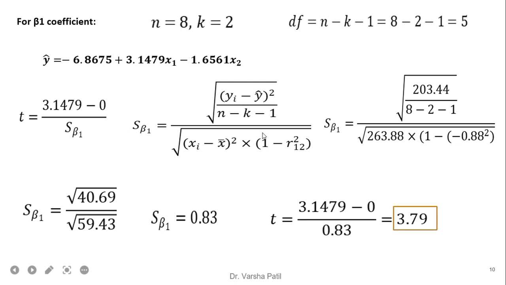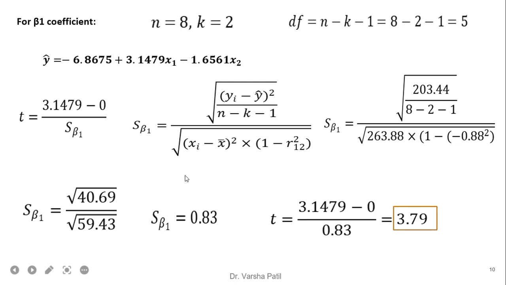Only the change is that when we are taking more than one variable, we require to consider the correlation between these variables. Now here two variables are there, we are taking the correlation between x1 and x2. Correlation comes as minus 0.88. We are putting the values into the formula, and after calculating the standard error we put it into the t formula, and we are getting 3.79.